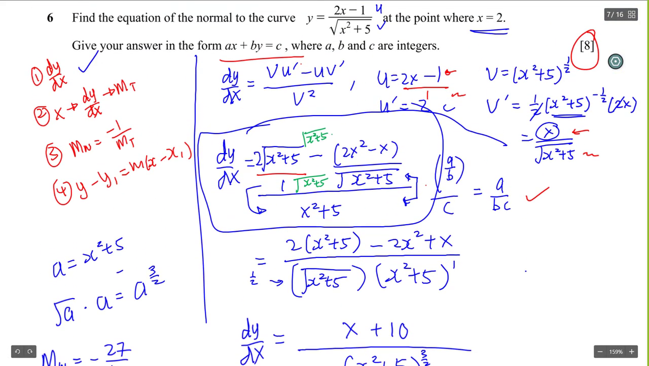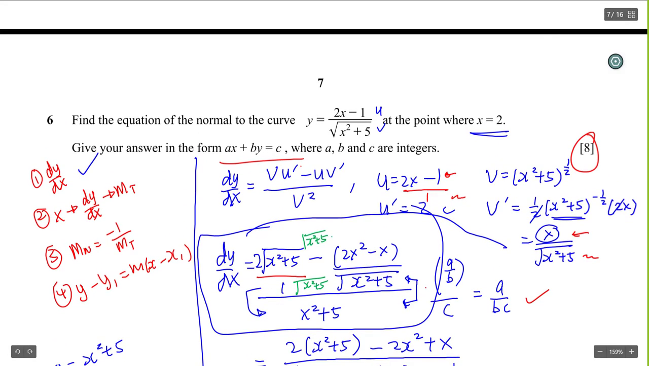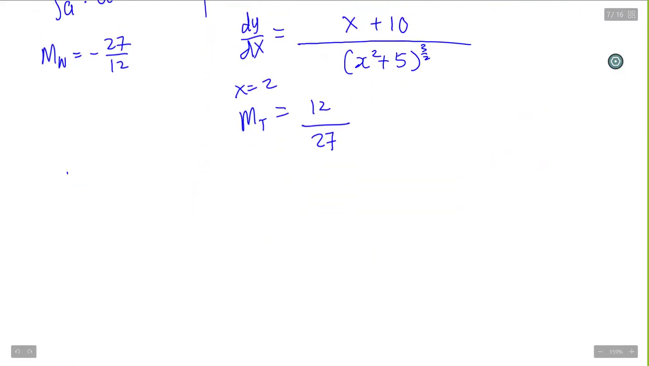Then we need to form an equation, we need to have the y coordinate. So how are we going to get the y coordinate? We will sub the x into the original equation. Sub the 2 into here will be 4 minus 1 is 3, and then square root 9 is 3. Okay, so it's 1.